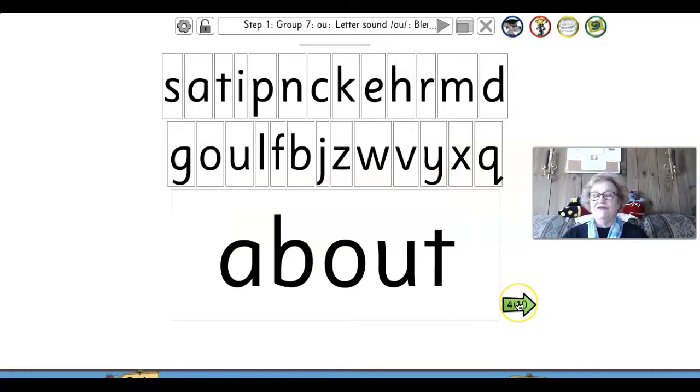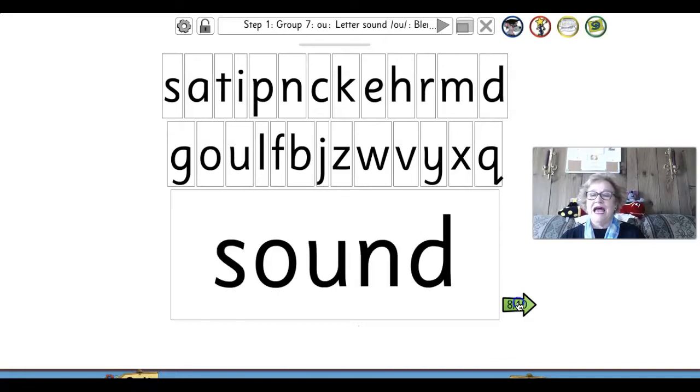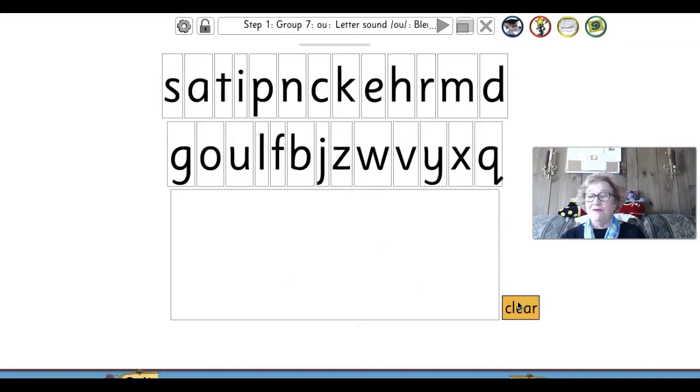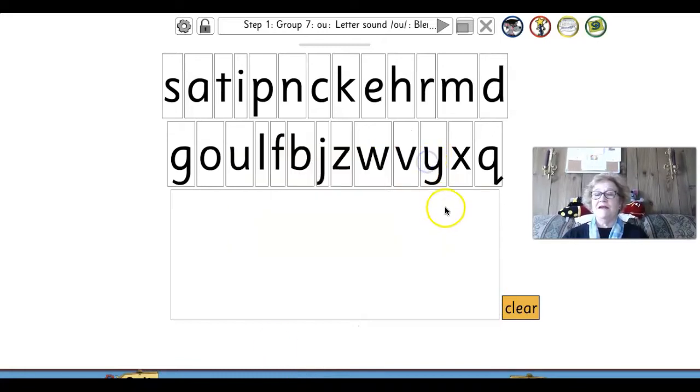And I'm just going to flip through these really fast, so read them really fast. Round, crouch, loud, sound, found, mouth. Wow, that was really fast. And now we're going to make some words with OW, but I am going to change the color. Let's go to blue for this, all right? So now we're going to make some ow words, but we're going to make them with the OW spelling.